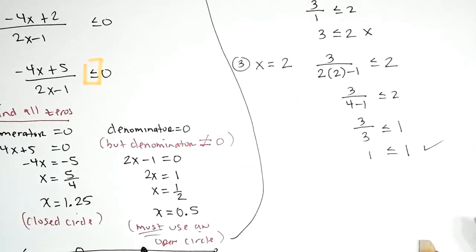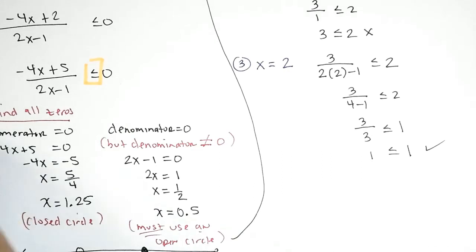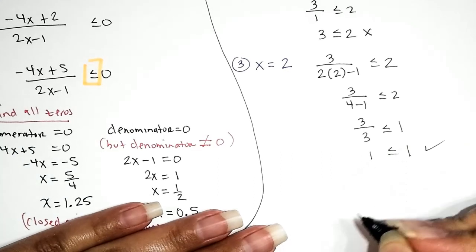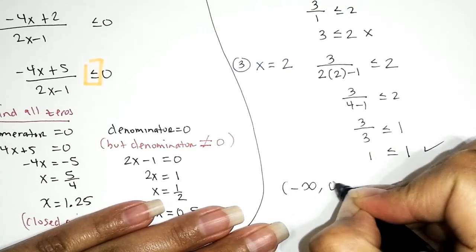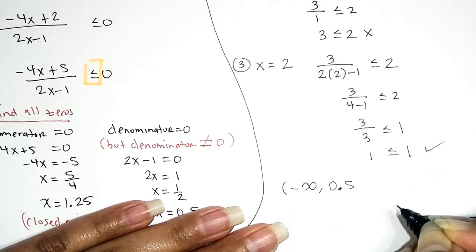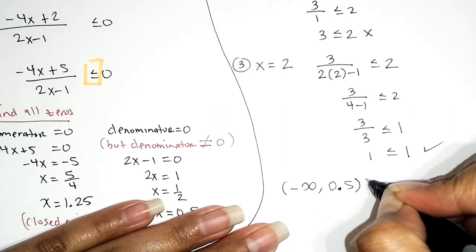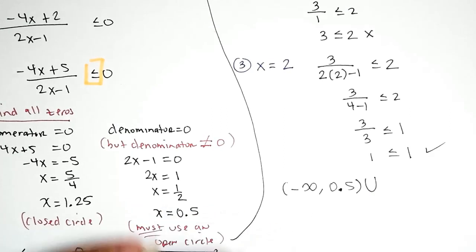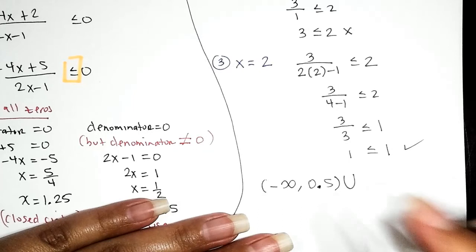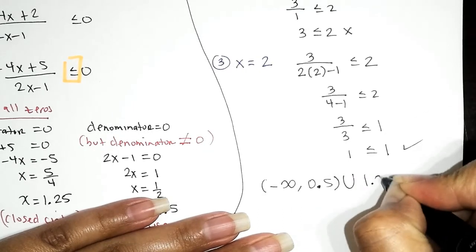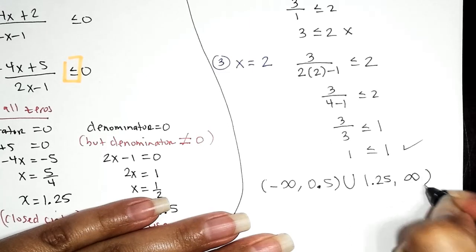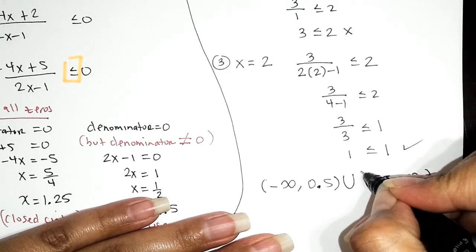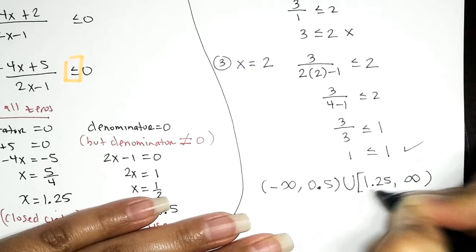All right. So let's go ahead and write our answer. I can't project the graph, so you're just going to have to trust me. So the solution set is given by the interval from negative infinity to 0.5, where 0.5 is excluded. Or, I say or, but we use the union symbol. Okay, union, interval from 1.25 to positive infinity. The infinities always get parentheses, and in this case 1.25 is included.